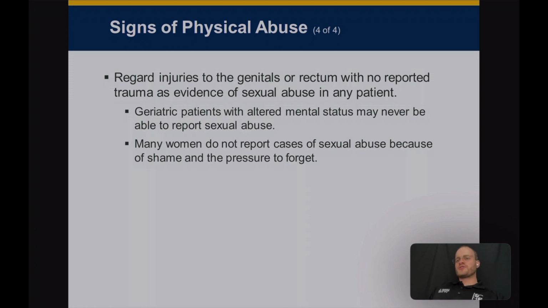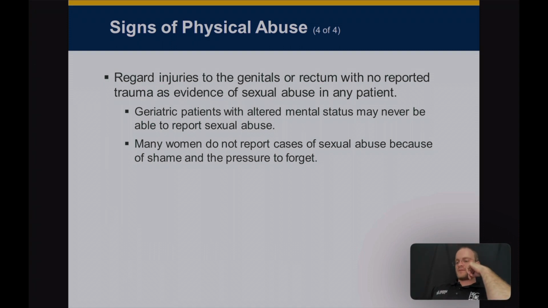And so, regard injuries to the genitals or rectum with no reported trauma as evidence of sexual abuse in any patient. Okay, and so old patients can get STDs, and so an 88-year-old lady that now has gonorrhea, like that's sexual abuse until proven otherwise, right? And if she's telling you she's not sexually active, she may have been raped, and so be aware of that. That does happen. So the geriatric patients with an altered mental status, they may not remember the act of the rape, right? They have such bad dementia, or they're delirious, or both, and they don't remember getting raped. And so this is terrible, but it certainly happens. And so abusers will exploit that fact that they're not going to remember it.